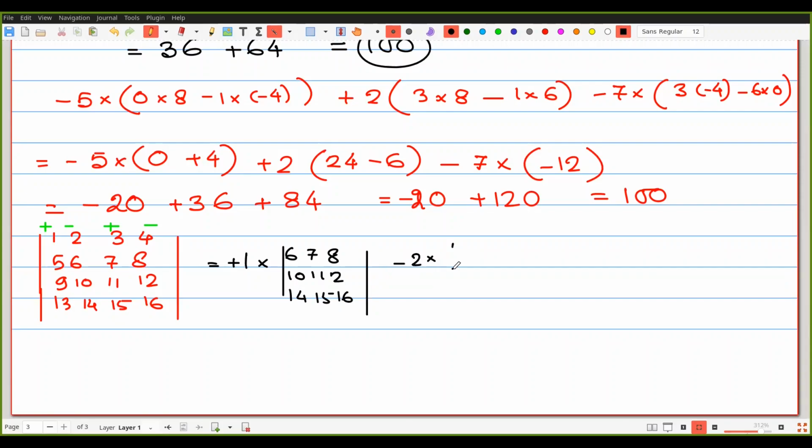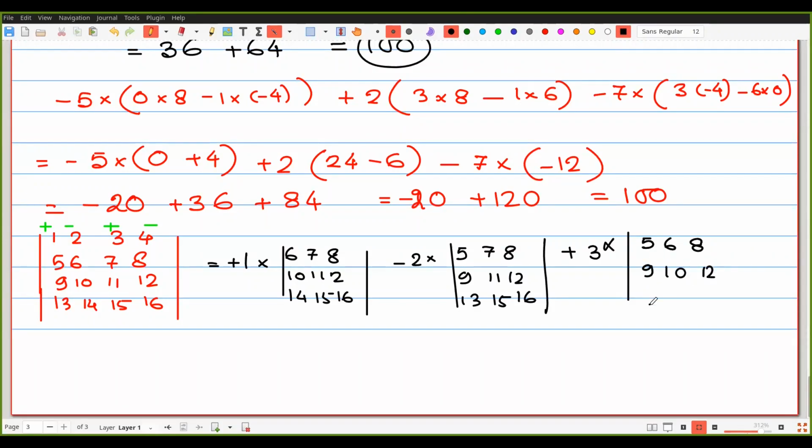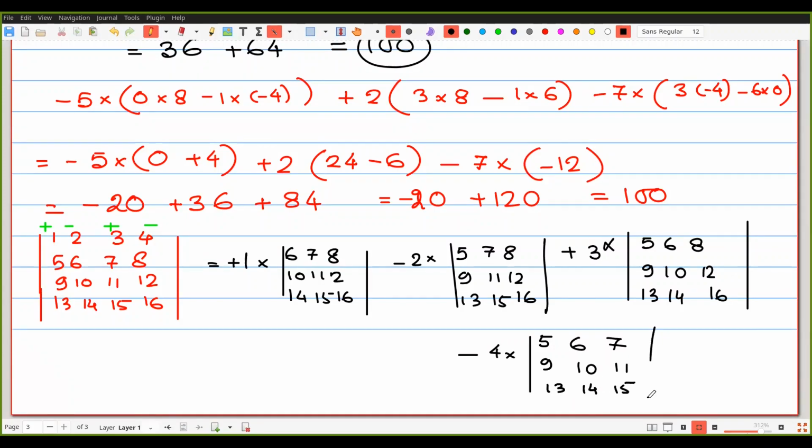Then minus 2 into its minor, 5 7 8, 9 11 12, 13 15 16. Then plus 3 into its minor, that means 5 6 8, 9 10 12, 13 14 16. Then minus 4 into its minor, 5 6 7, 9 10 11, 13 14 15. Now that is a 3 cross 3. Each and every minor is a 3 cross 3. We can once again find out the value using the determinant, how we have found earlier, that is 3 cross 3.